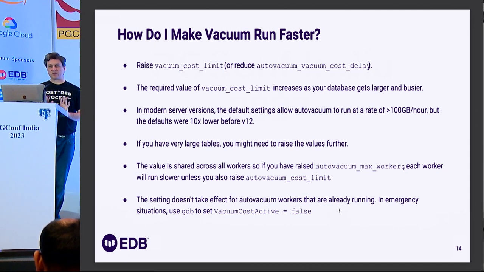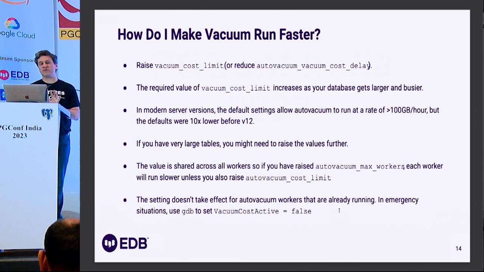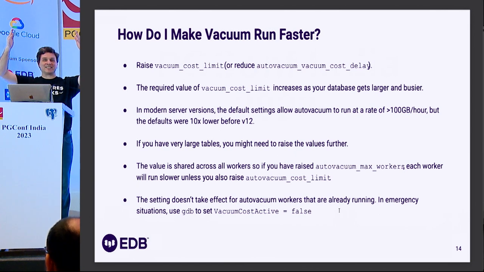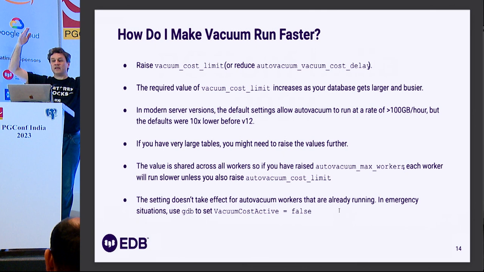So many people try to fix this kind of problem, where vacuum is going too slowly, by just increasing the number of workers. But unless you also raise the cost limit, that doesn't help. You need to raise the cost limit generally, at least according to the number of workers that you added, and often more. The cost limit is your most powerful tool for addressing this kind of problem.